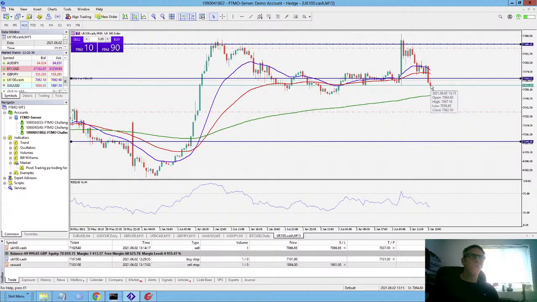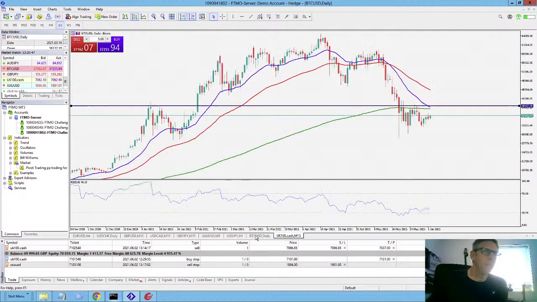So I could sit here and watch this for the next hour or 2 hours to see if it takes profit or not, or I could just move to another chart and see what it's going to do. I'm just curious what Bitcoin's doing today.